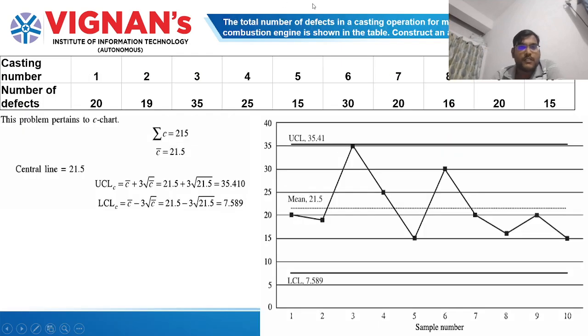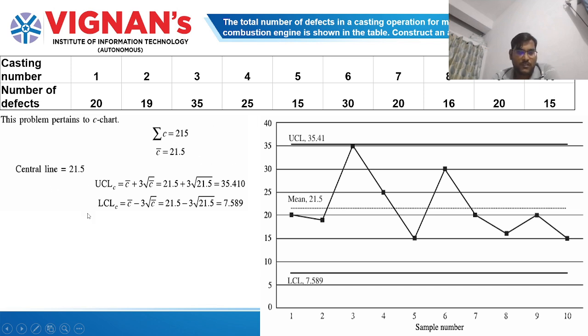Let us see the C chart. The total number of defects in a casting operation per piston, that is, the number of defects in a casting operation per particular unit. This is for the C chart, for an IC engine. Here you first have to find sigma C and C bar. If we add all these values, you get sigma C. Then total sigma C divided by the number of values, which is 10. So 215 by 10 is 21.5, the C bar.